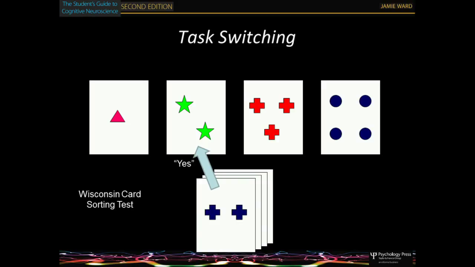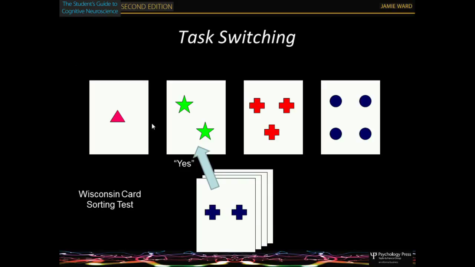So how could you do this? You've got three different ways of doing it. You can sort by number, so here you've got 2 to 2. Or you can sort by shape, so here you've got cross to cross. Or you can sort by colour, so here you've got blue to blue. Initially you just choose a way to sort, and the experimenter says correct. You've also got one here which isn't correct in any sense as well.